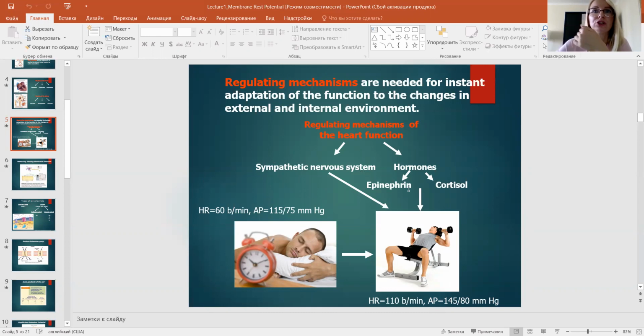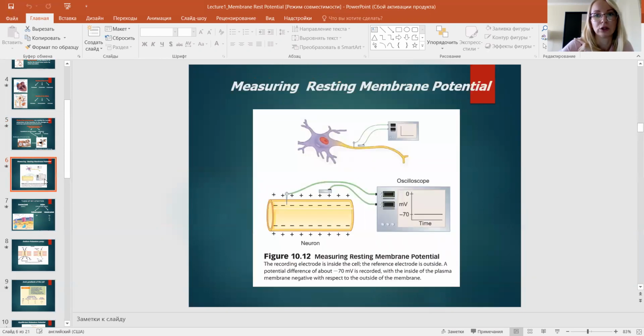So why should the physician be aware of these mechanisms? The answer to this question is very simple. Because the treatment of disease is nothing more than a correction of the natural mechanisms of regulation with drugs and non-drug methods. So now let's move to the next item of today's topic, which is measuring of resting membrane potential.